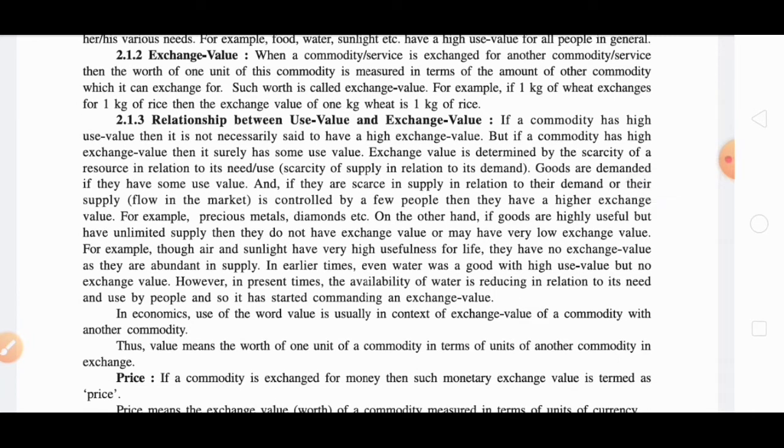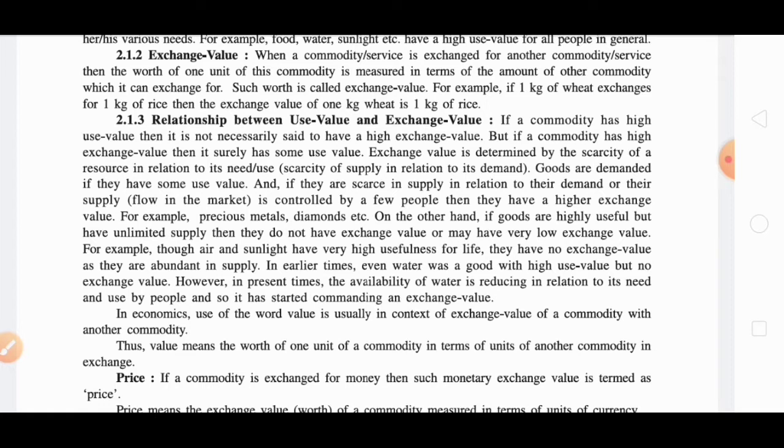Now let us move forward. Line number 3. Exchange value is determined by the scarcity of a resource in relation to its need or use. In bracket, scarcity of supply in relation to its demand. Now here something is written like that. Exchange value is determined by the scarcity of a resource in relation to its need or use.